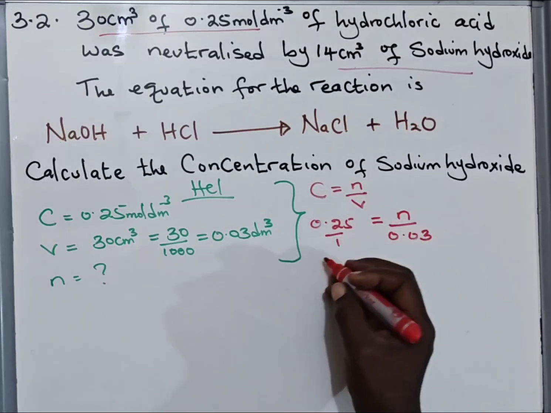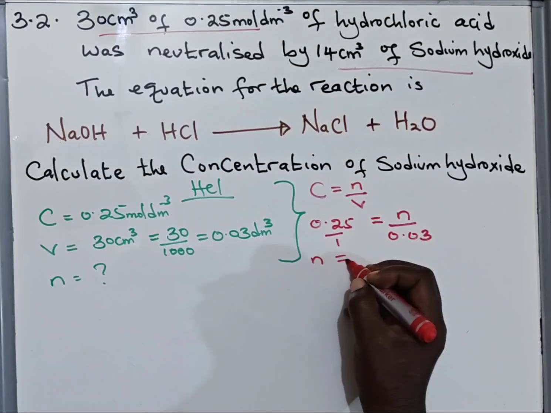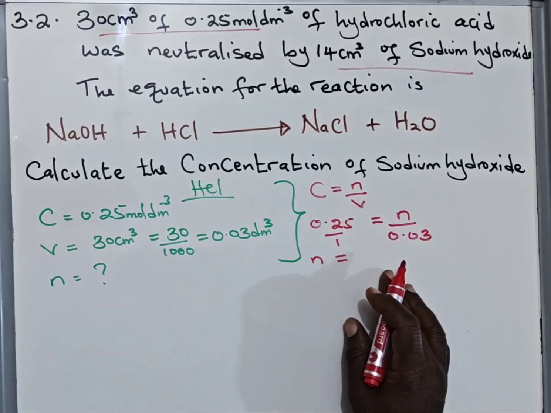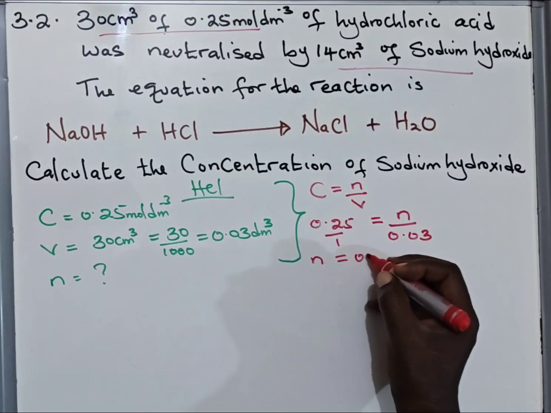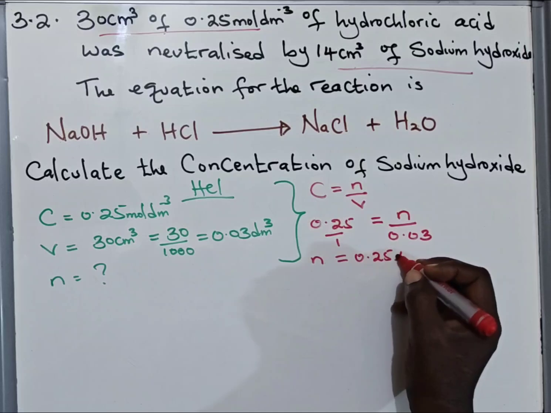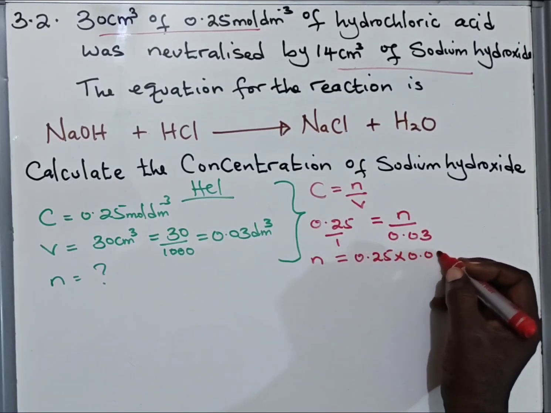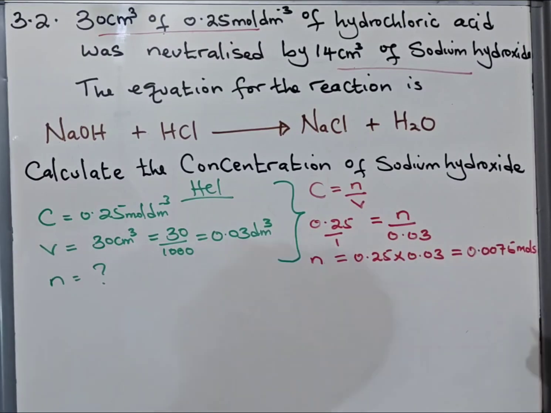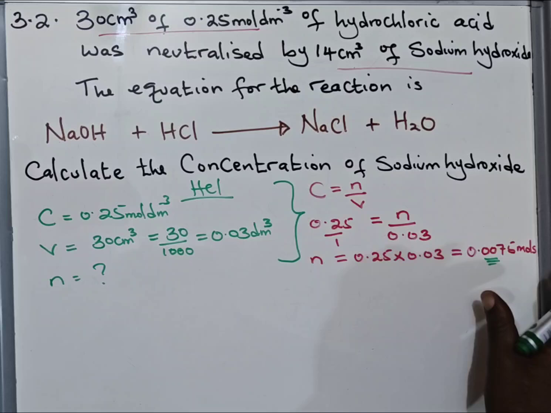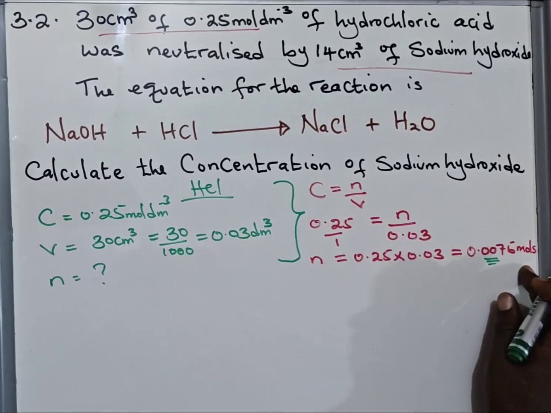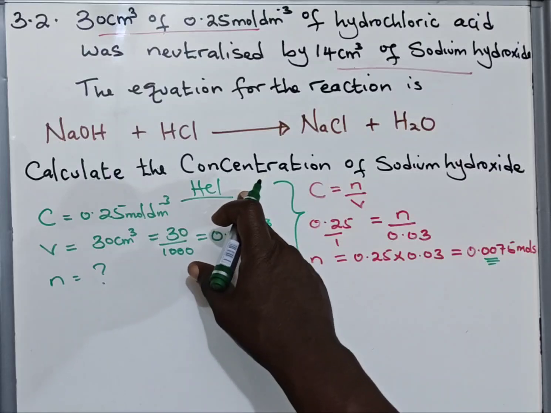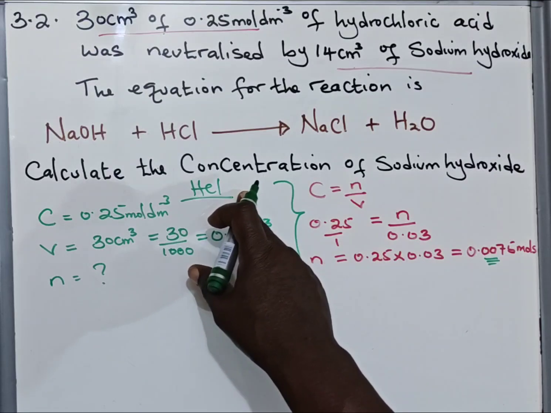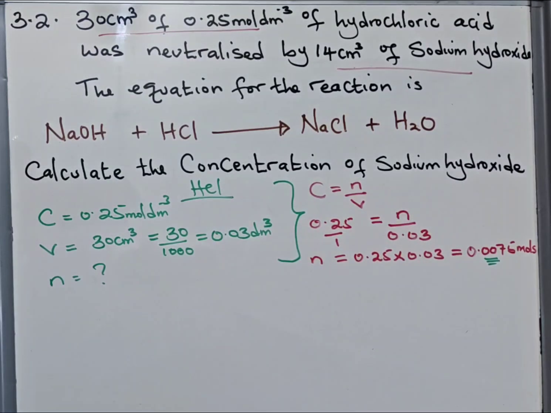On cross multiplying, what are we going to get? You're going to get N, giving you 0.25 times 0.03, giving you that. Yeah, that is it. So we have it. So these are the number of moles of hydrochloric acid which reacted, and that's the standard.